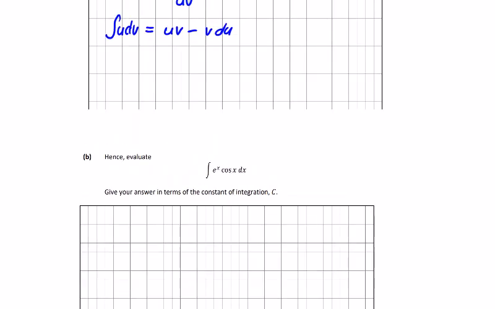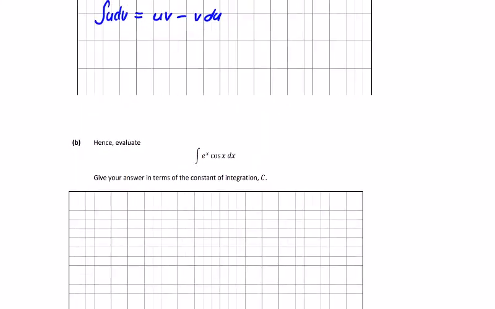We're asked to then hence evaluate this guy here. So we're going to let u, using the LATE rule, equal cos x, and we're going to let dv equal e to the power of x. So du/dx is going to be equal to cos, when we differentiate it, goes to minus sine x. So du is equal to minus sine x dx.